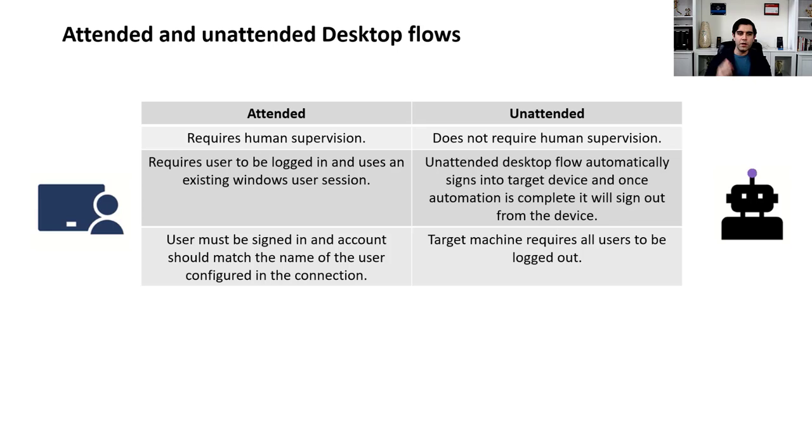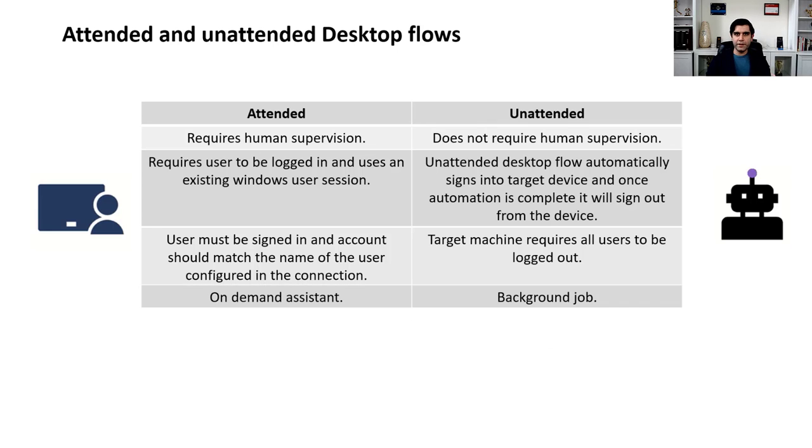In attended mode, the user must be signed in and the account should match the name of the user configured in the connection. In the unattended mode, the target machine requires all users to be logged out. Attended flows are more like an on-demand assistant. Unattended UI flows are more like a background job. Attended UI flows are best for personal automation or personal productivity scenarios. Unattended UI flows are meant for enterprise-grade automation.